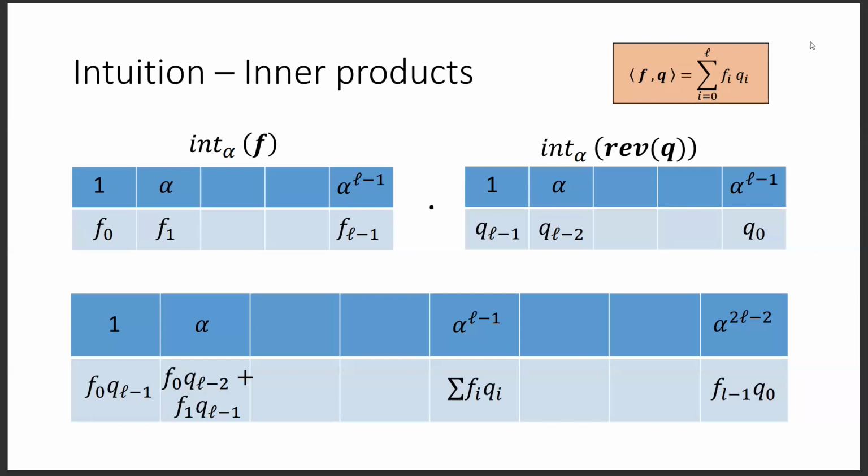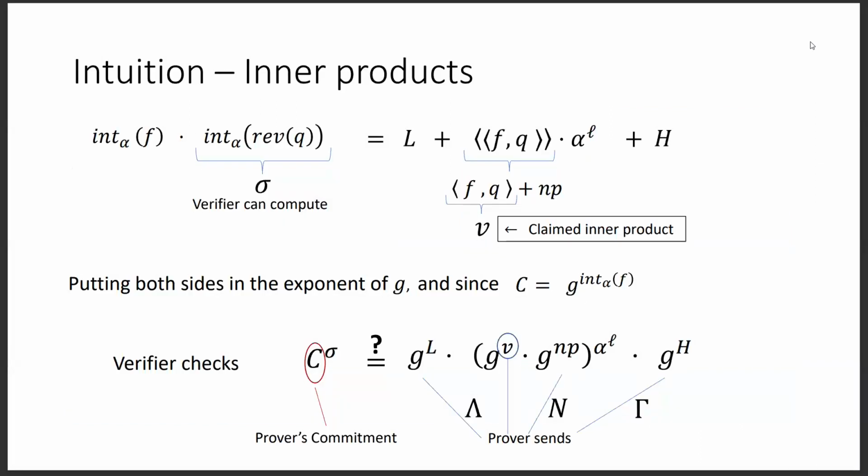When you multiply these two, you're going to get this product. I'm writing everything in base alpha here, which is why I have these powers of alpha. And when everything is small, which will be important later, the middle term is going to be exactly equal to the inner product between F and Q. And this is the term that we precisely want. The other terms on the left-hand side and the right-hand side, the lower and higher powers of alpha, are essentially junk.